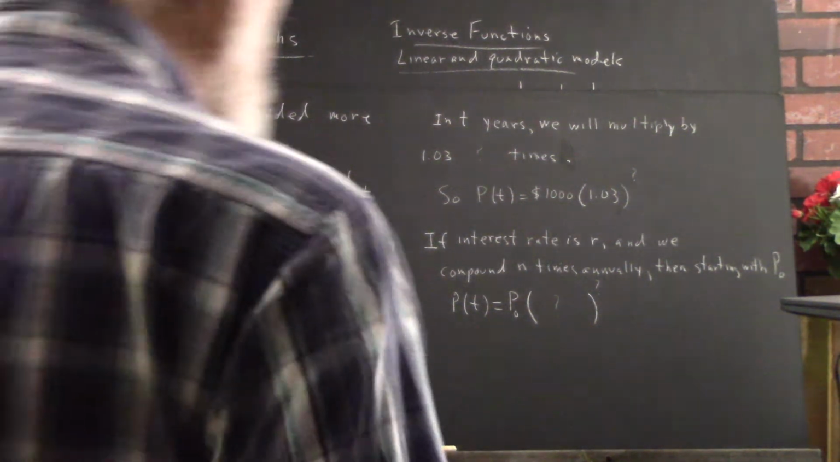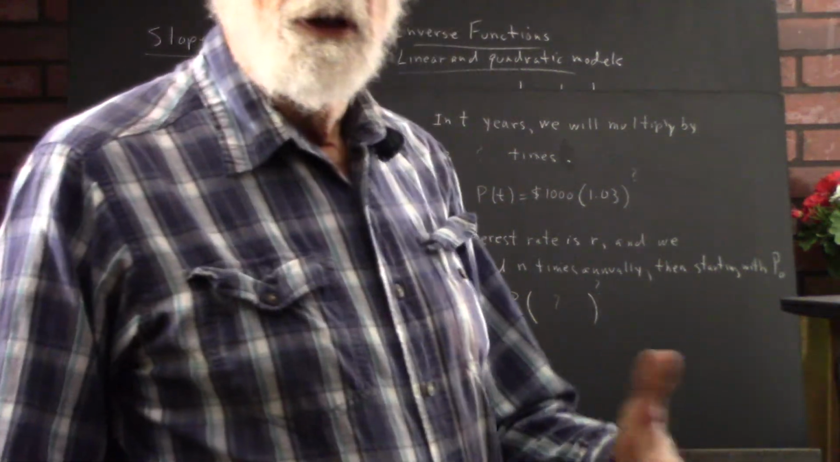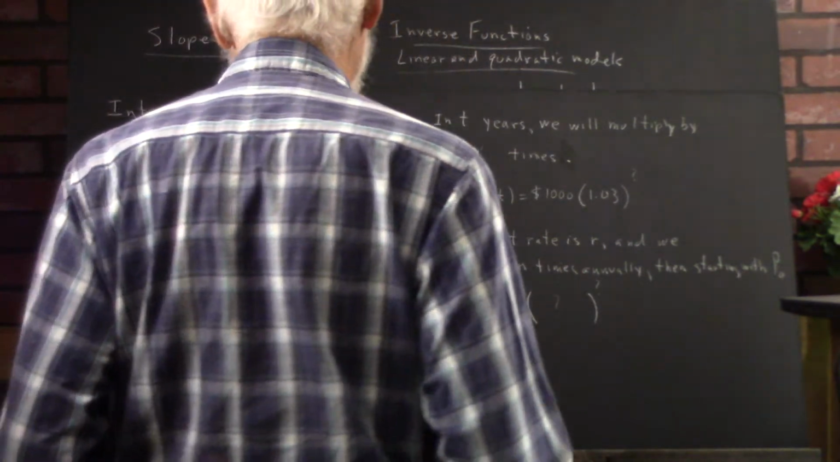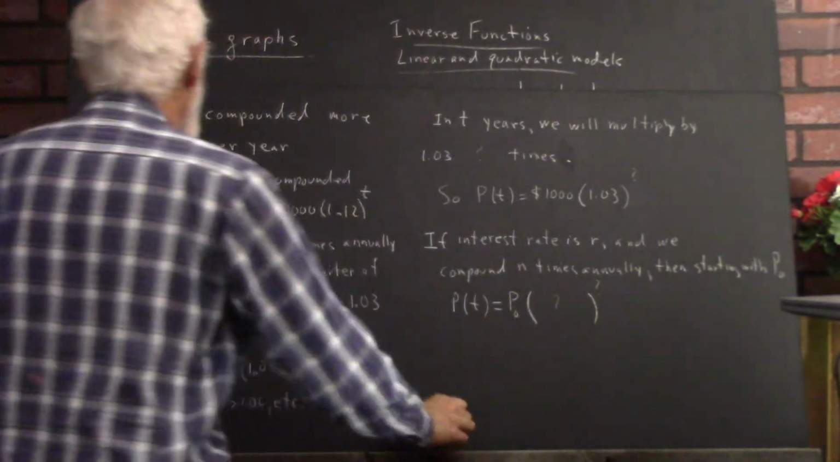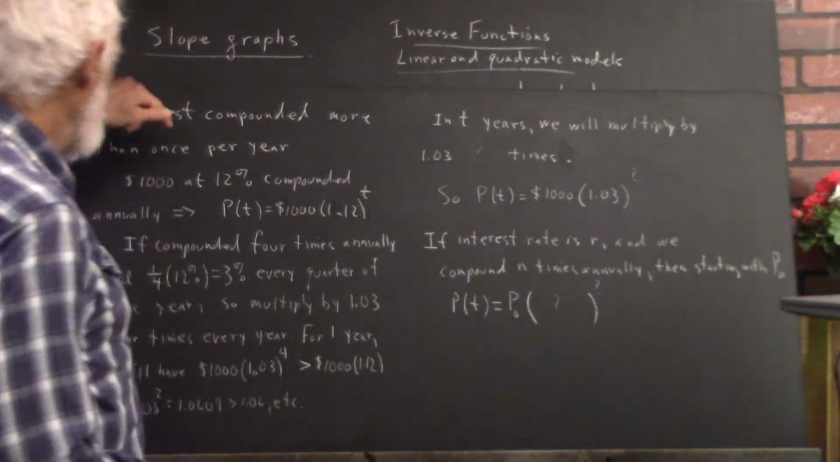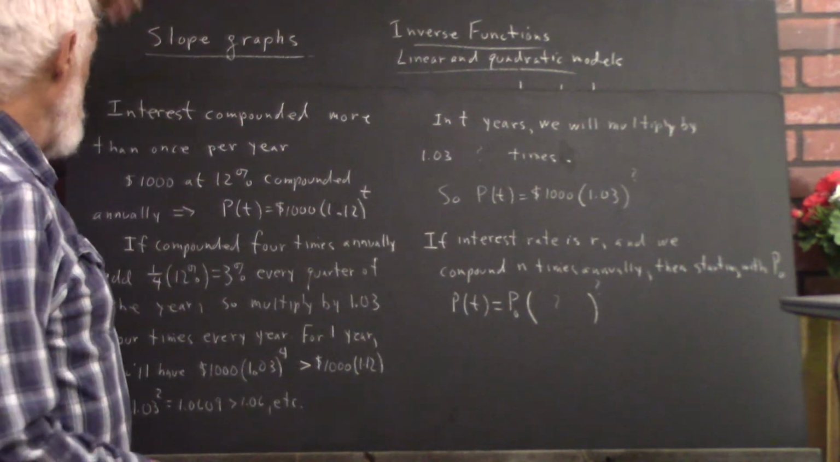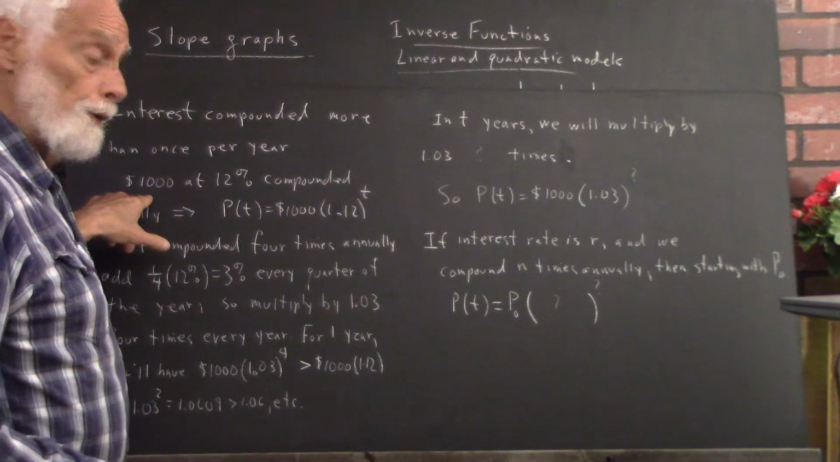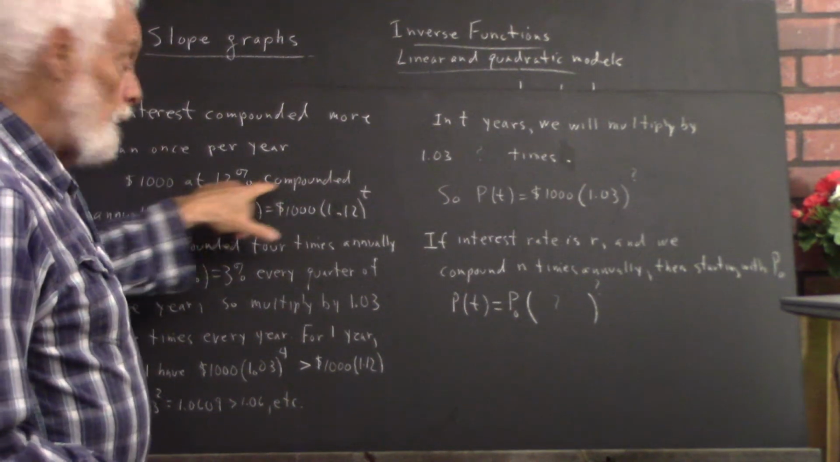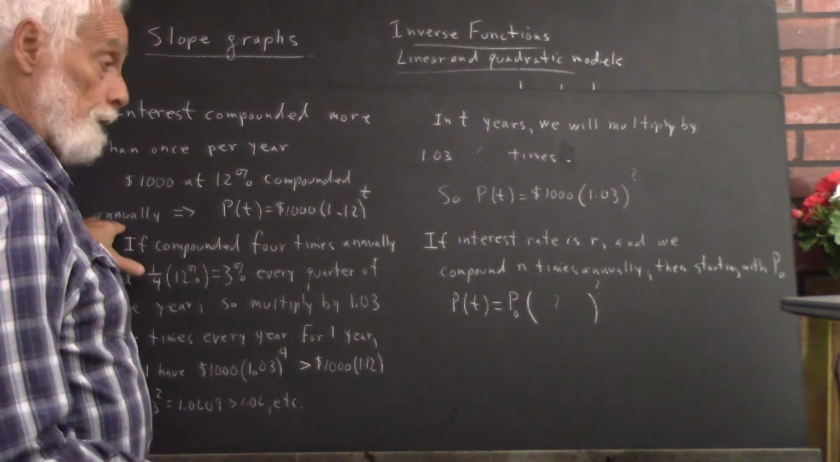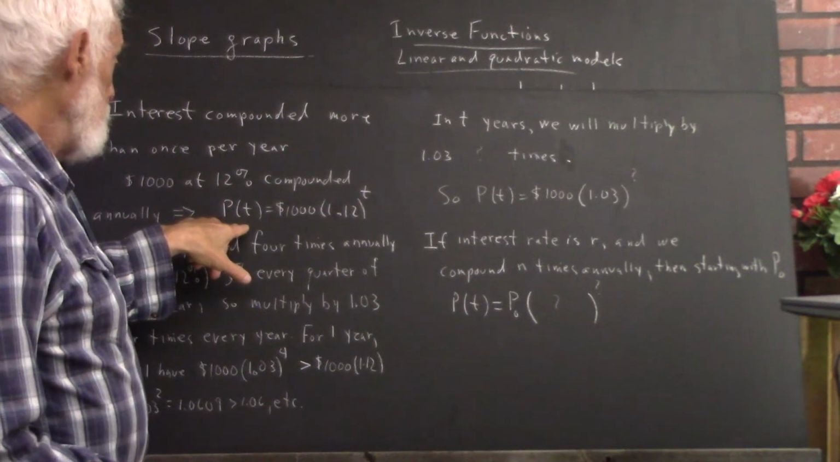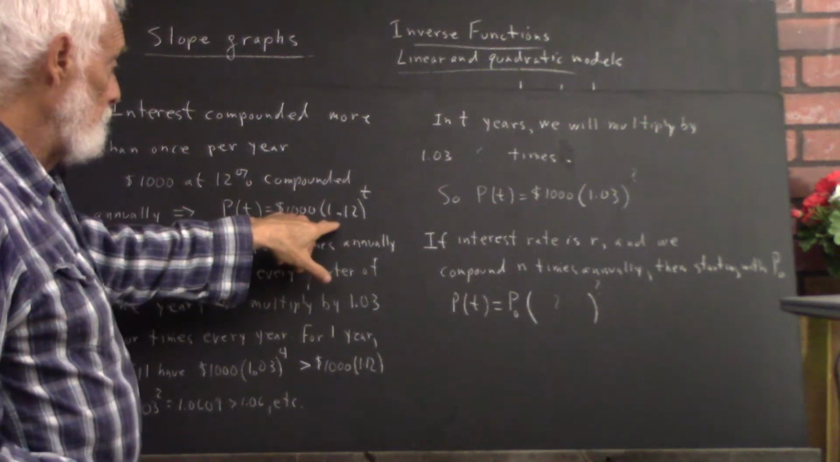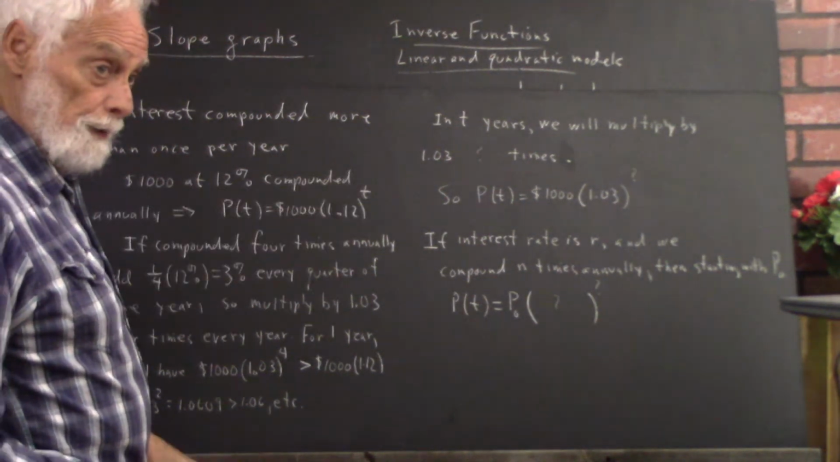Okay, now we want to talk about compounding more than once per year. So, if interest is compounded more than once per year, well, example, let's say we have $1,000 at 12% and we compound it annually. As we've seen, P of t is $1,000 times 1.12 raised to the t.